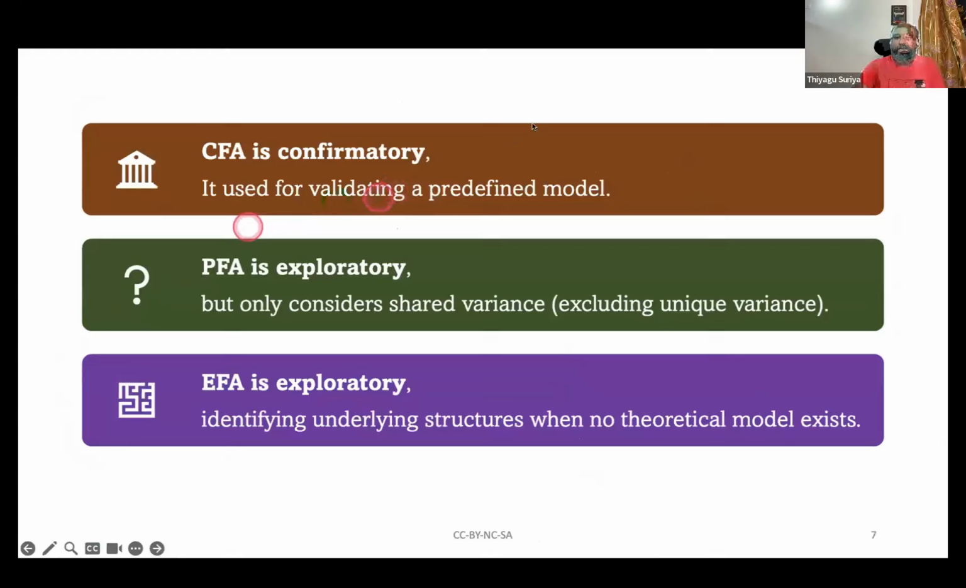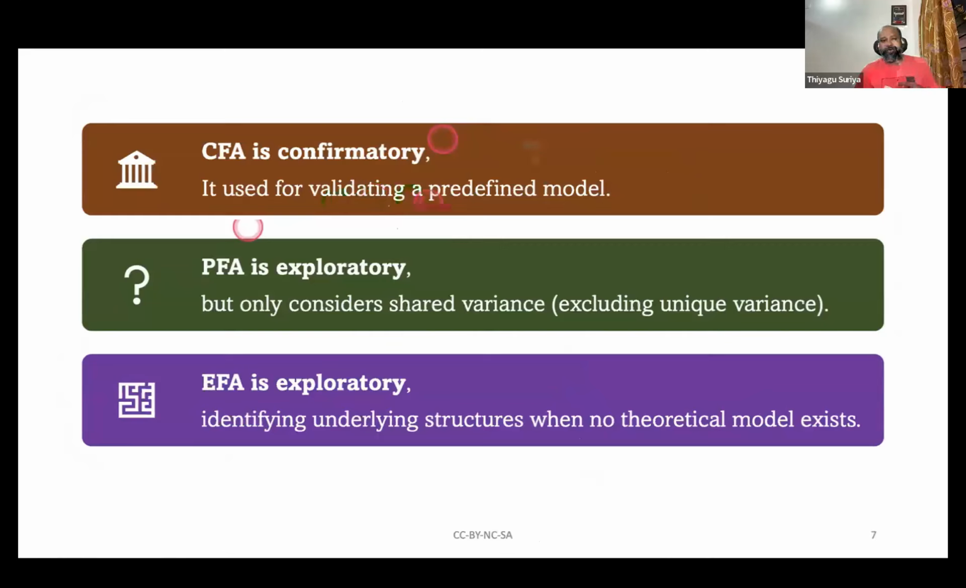This gives you insights about when we can use the CFA, when we can use the PFA, when we can use the EFA. CFA is confirmatory. Suppose you are developing a tool based on some components. You already have some theoretical knowledge. Based on that theoretical knowledge, you develop a tool, and you want to confirm whether these items lie on the particular component. Then it's called confirmatory factor analysis.